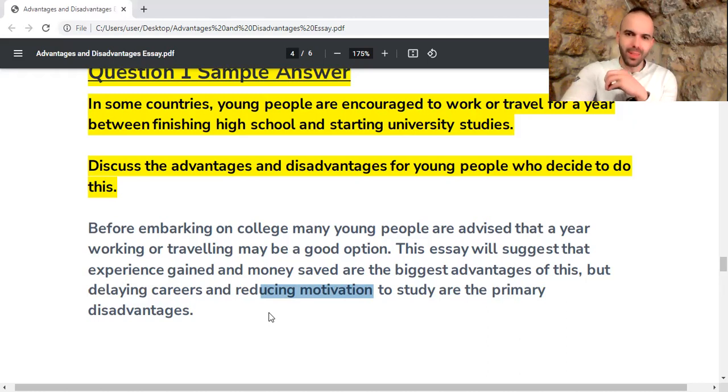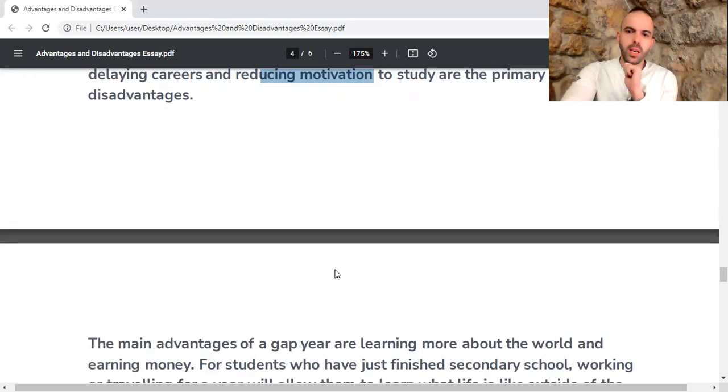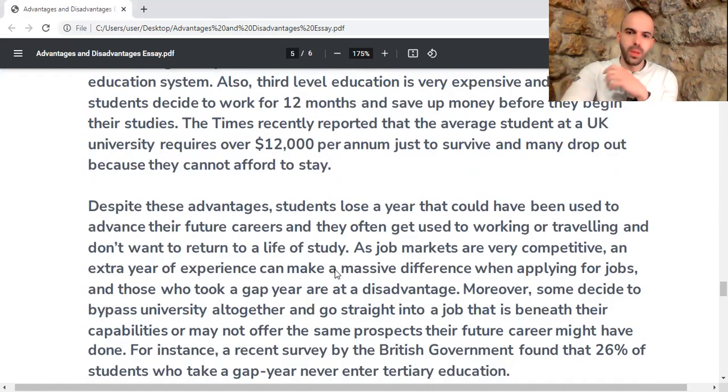So let's read it again, by the way. We've already mentioned that the disadvantages are delaying careers and reducing motivation. See how beautiful was the writing style of the disadvantages in one topic sentence.